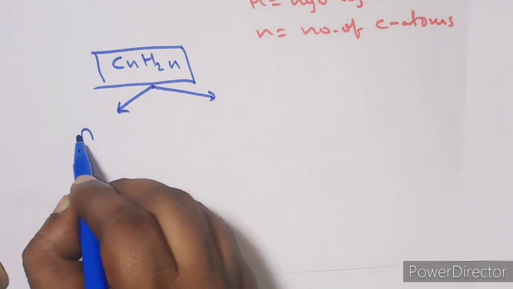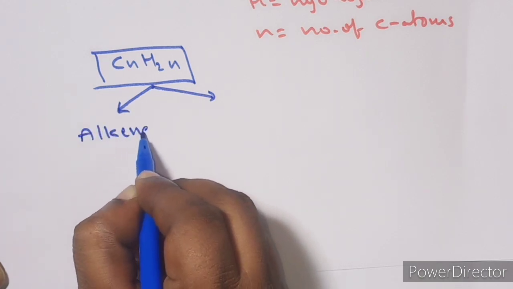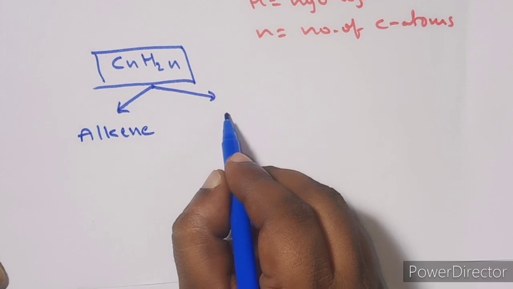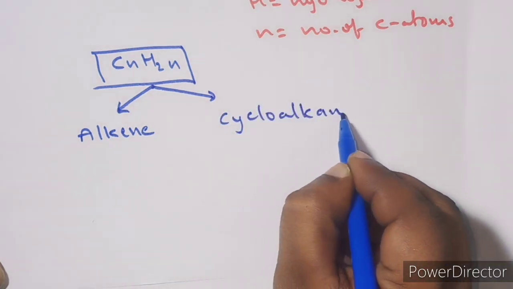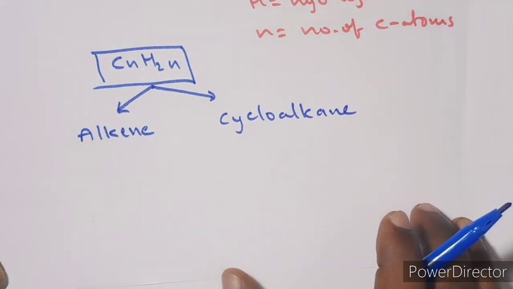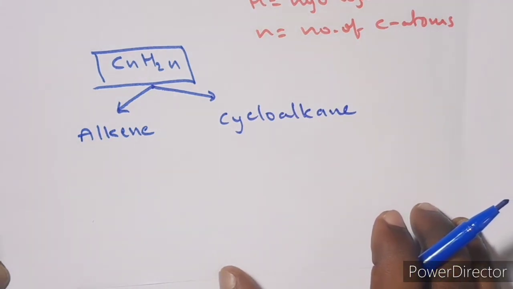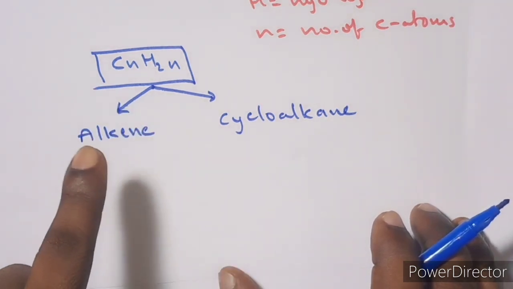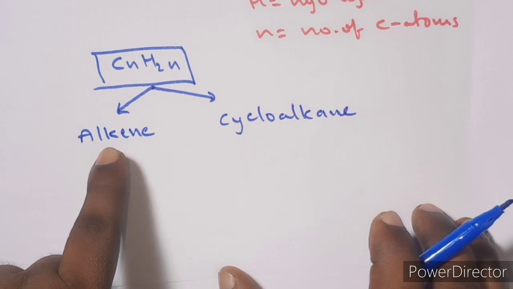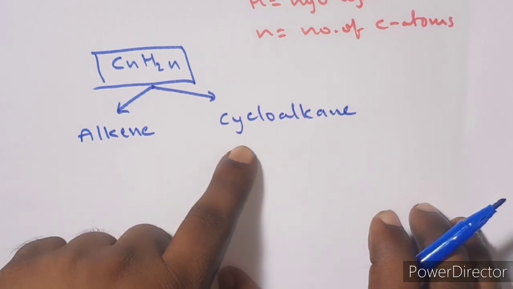With the same molecular formula, we can also write cycloalkane. So if any question asks for the number of possible isomers with a given molecular formula related to CnH2n, you have to write both the alkenes and the cycloalkanes.